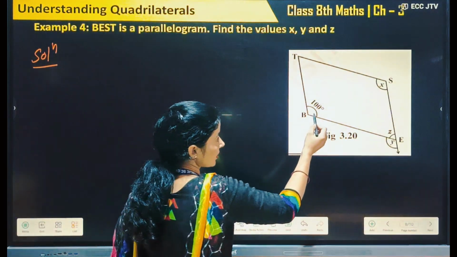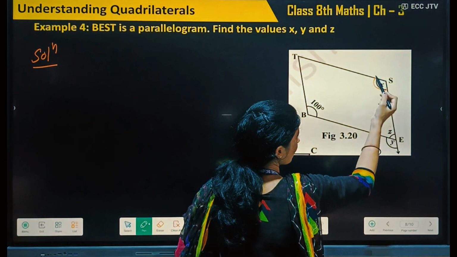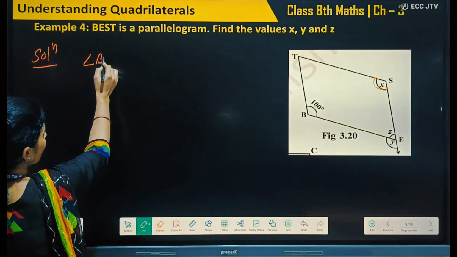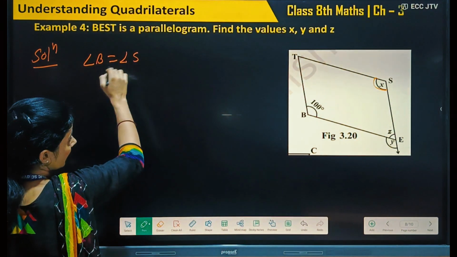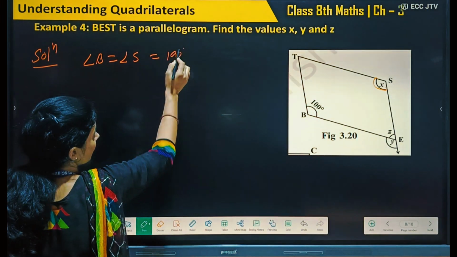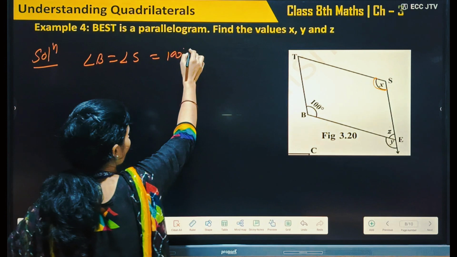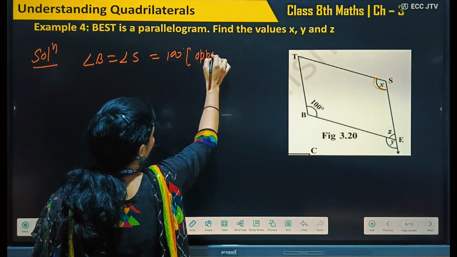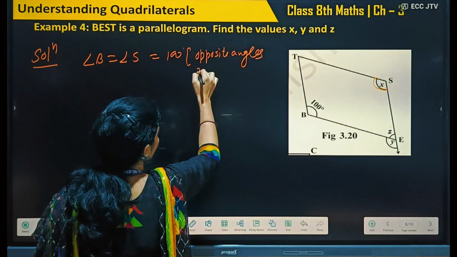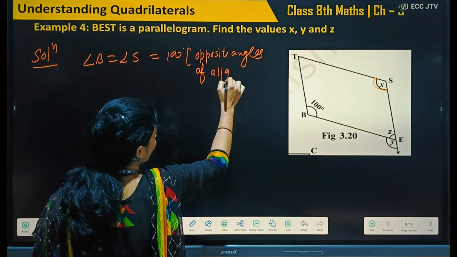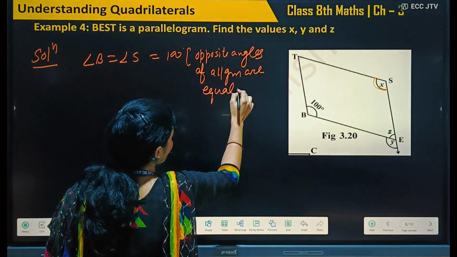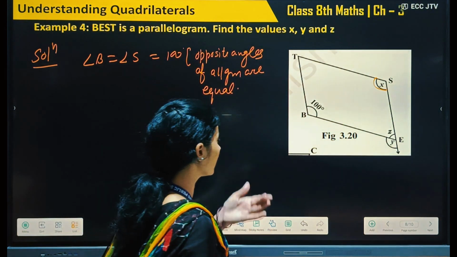If angle B is 100 degree, then angle X will also be 100 degree. Angle B equals angle S, and angle S, named X, equals 100 degree. The reason is opposite angles of a parallelogram are equal. Opposite angles of a parallelogram are equal.